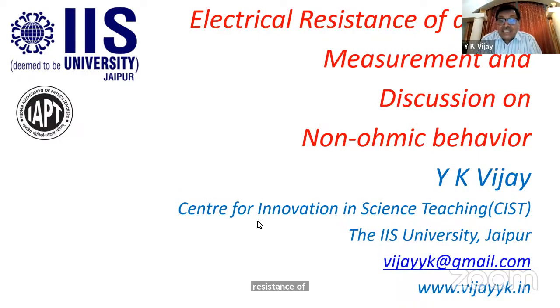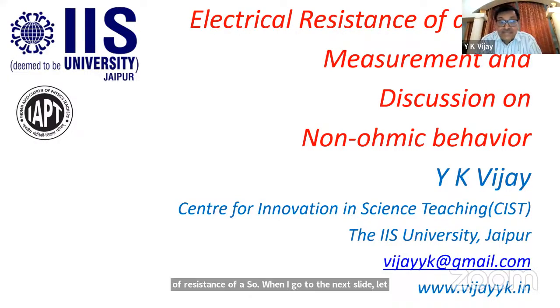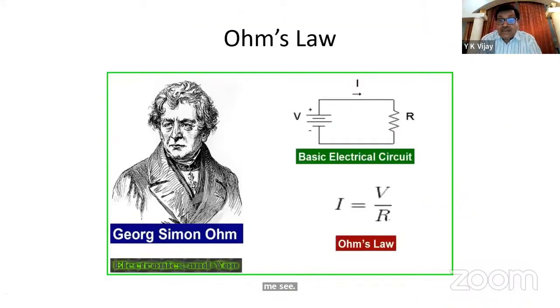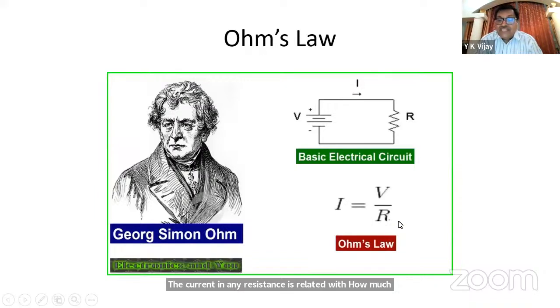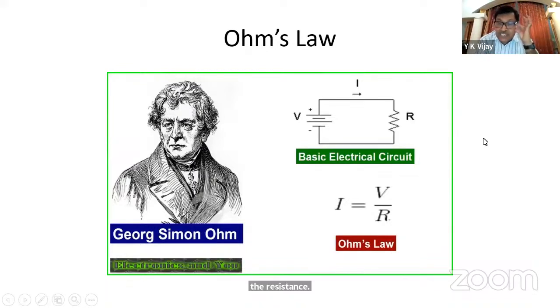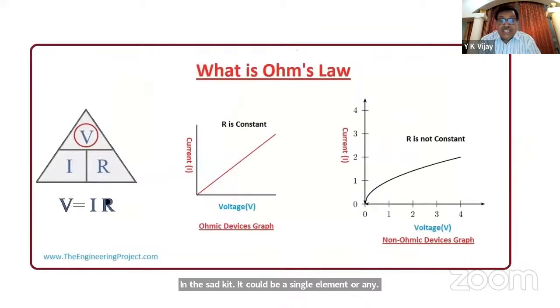When I go to the next slide, let me see. Yeah. So Ohm's law basically defines that the current in any resistance is related to how much biasing you apply, and whatever is the value of the resistance in the circuit. It could be a single element or any combination of the elements.